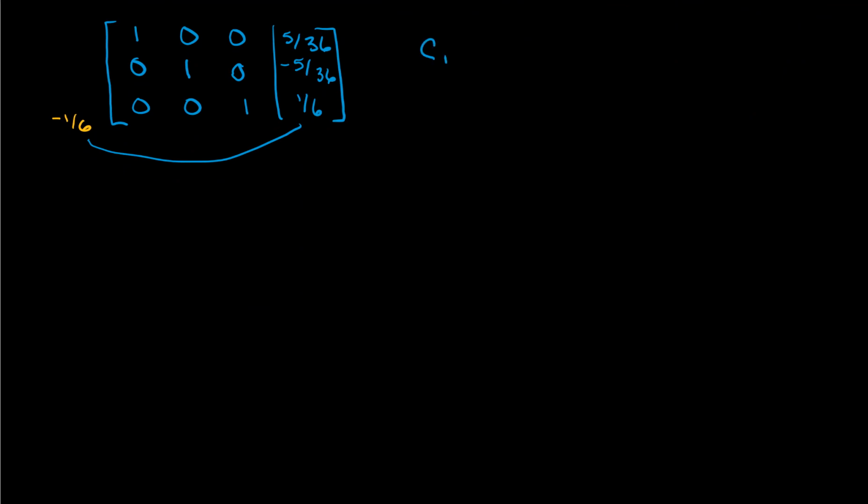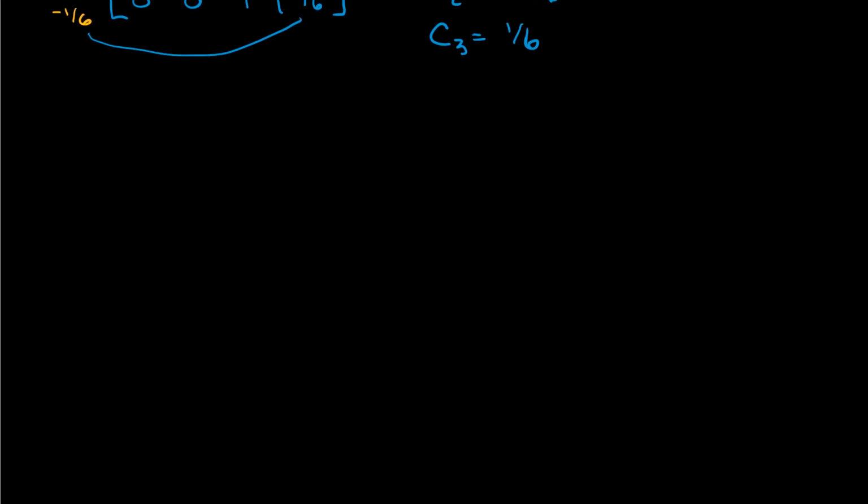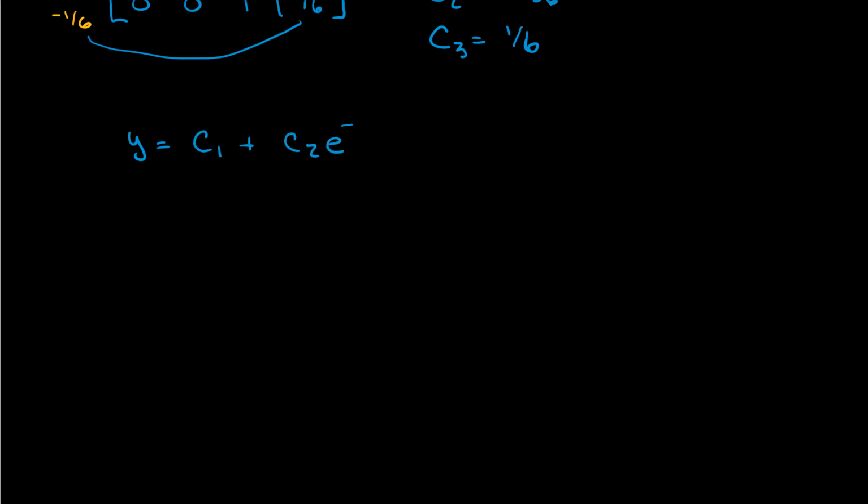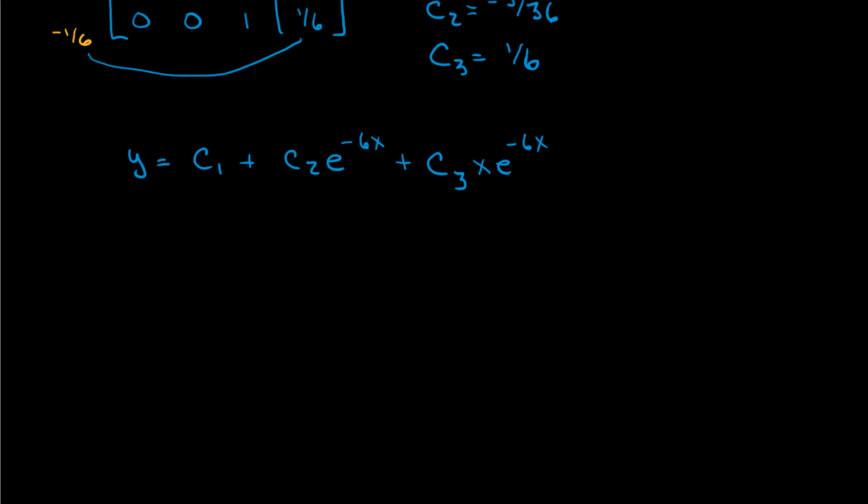Now that we've got this done, we can see that C1 has a value of 5 over 36. C2 has a value of negative 5 over 36. And C3 has a value of a positive 1 over 6. With that, we can now rewrite our general solution. Recall that our general solution looks something like C1 plus C2 e to the negative 6x plus C3 x e to the negative 6x.